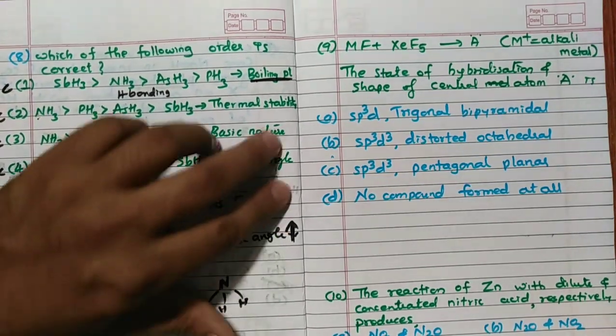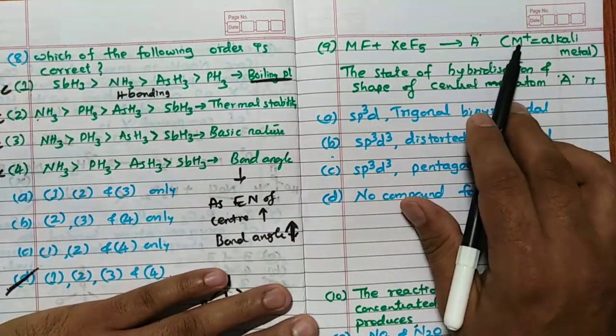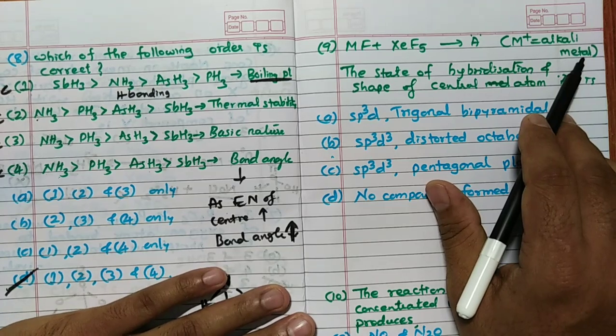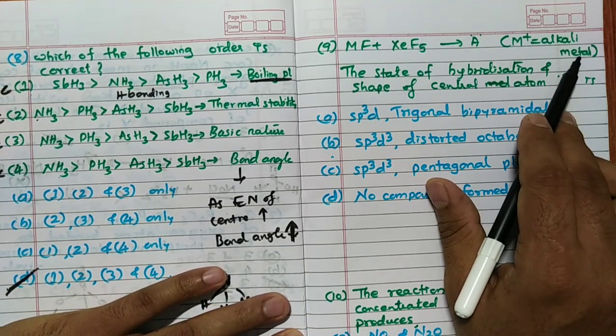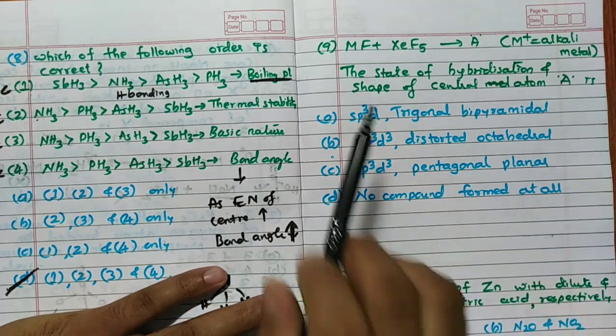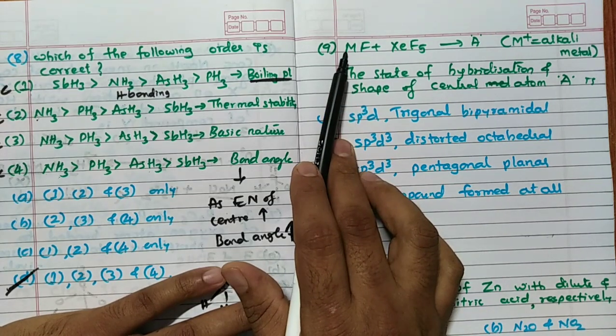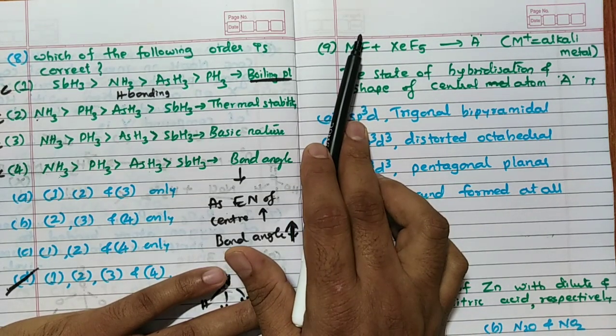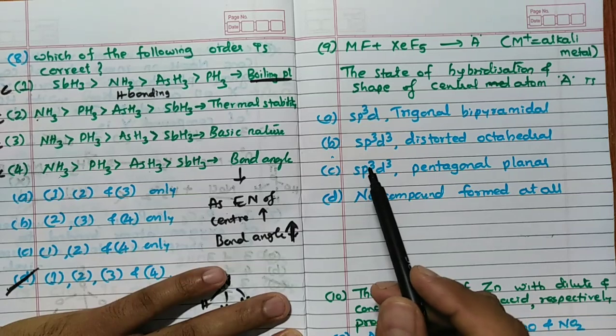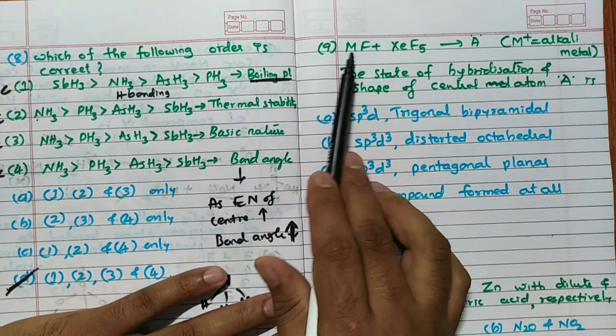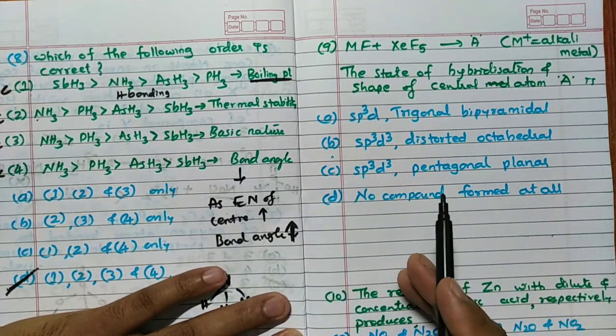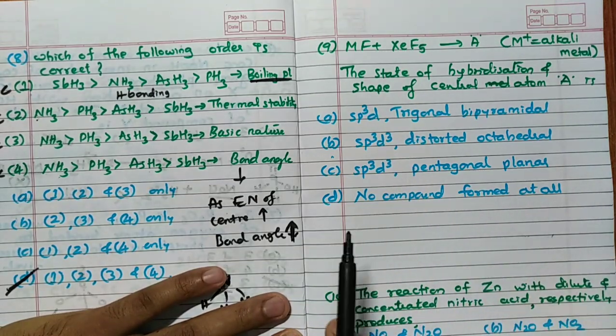9th question. MF plus XeF4, M plus is alkali metal. One thing you remember, always MF can form M plus, F minus. Correct? So what should be the compound? In this particular case, remember, MF acts as a fluorine donor. XeF4 acts as a fluorine acceptor.